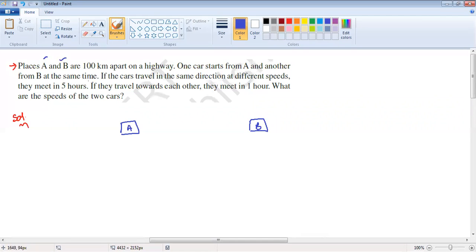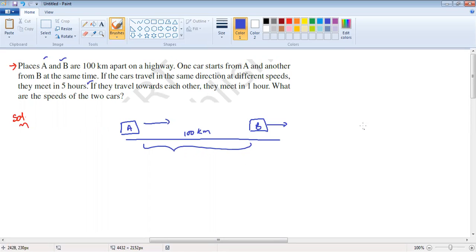Now A and B are 100 kilometers apart on a highway. So on a highway, the distance between them is 100 kilometers. One car starts from A, another car starts from B at the same time. If the cars travel in the same direction, both cars are going in the same direction at different speeds. They meet in 5 hours.